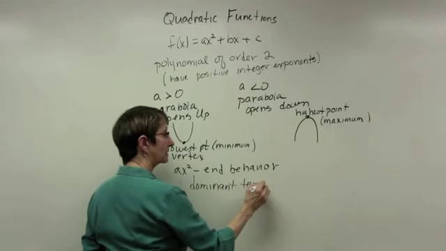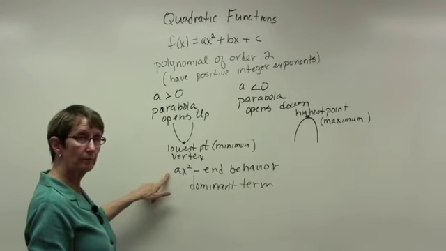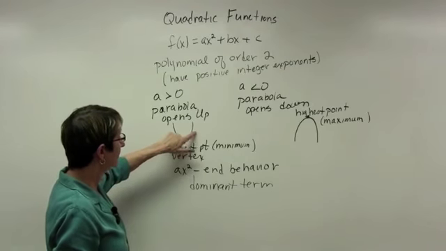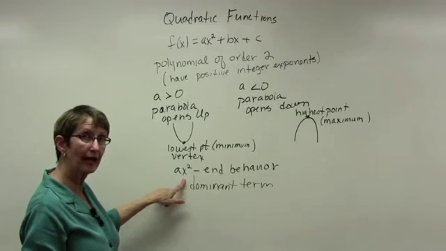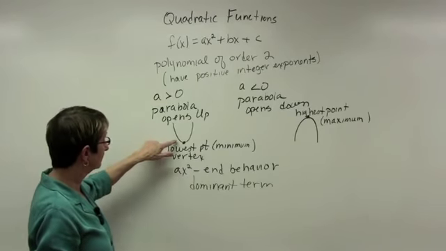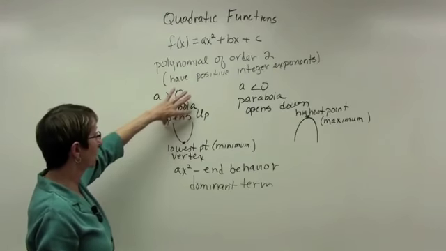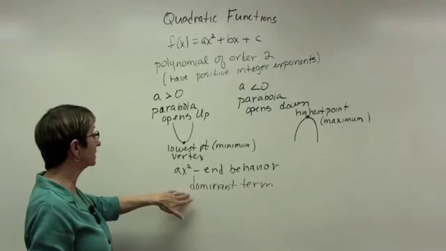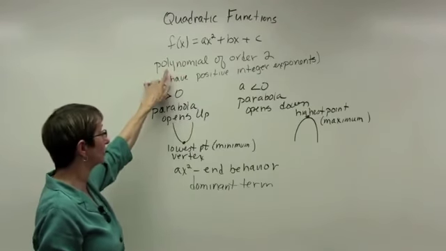When I have a very large positive x and a is positive, the numbers get bigger and bigger. If I have a very large negative number for x and I square it when a is positive, it's still positive, so it gets bigger and bigger. So if it opens up, the ends are getting higher, larger numbers.